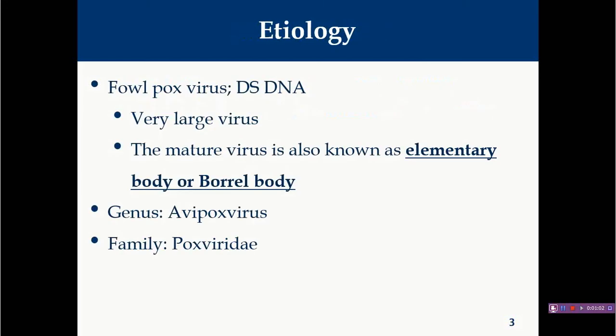Now, etiology. So fowl pox virus is responsible for this fowl pox disease. This fowl pox virus is a double stranded DNA virus, belongs to genus Avipoxvirus, family Poxviridae. Generally, these pox viruses are very large viruses, and many a time they can be visible under a light microscope. And particularly for fowl pox viruses, you have to remember two important terms: Borrel body and Bollinger body.